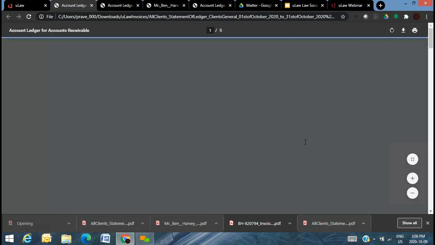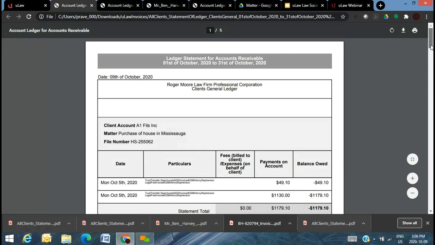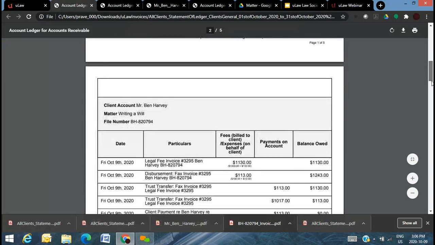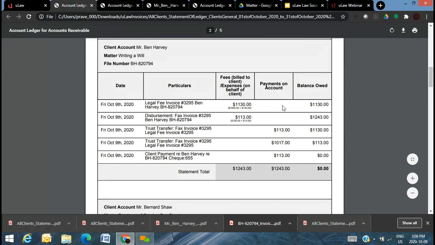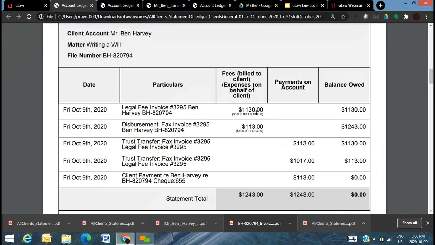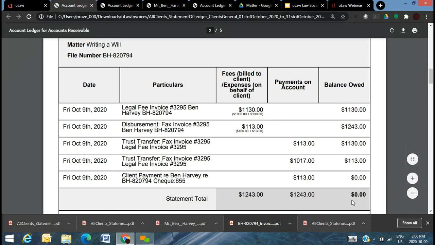And here is my general ledger for the same Ben Harvey. $1,130 was the legal fee, which included $1,000 plus the $130 in tax. So you've accounted for the provincial taxes that was received from the client. There was an additional disbursement of fax for $113. Now that was $100 plus the $13 of tax. And all of that was recovered, leaving your general at zero as well.